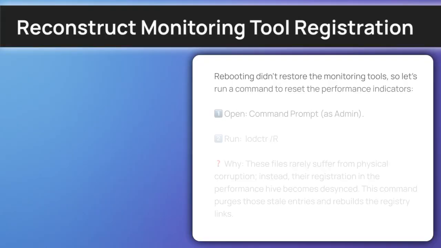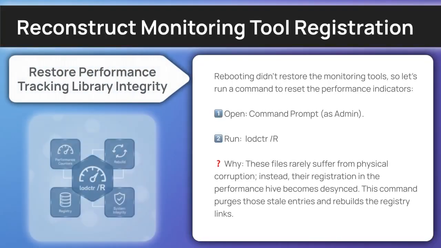If that didn't clear the error, follow these instructions to modify your system paths. If you need to pause the video to type these out, please do so. Rebooting didn't restore the monitoring tools, so let's run a command to reset the performance indicators. First, open Command Prompt as admin. Second, you're going to type lodctr /r, then hit enter. Why are we doing this?